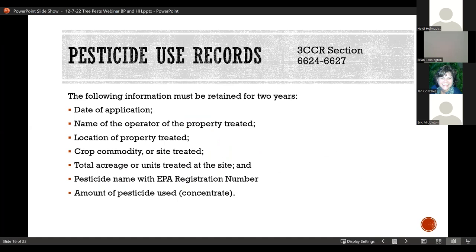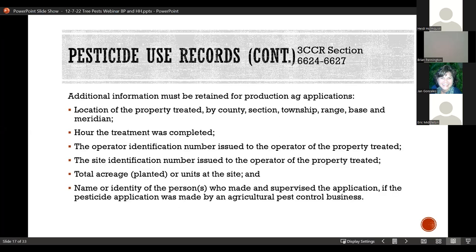All right, now after an application, you have to maintain certain records of your pesticide use. These are the records you keep when you're performing pest control for hire. If you have any questions about these requirements, just contact your county ag office. The records you're required to keep are again kept in this code section. It's what you applied, where, when, operator of the property, what you treated, how much of the pesticide you used, basic information. Now, additional information has to be kept for applications in production agriculture settings.